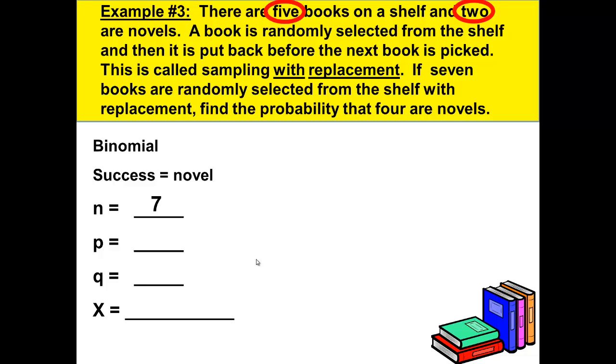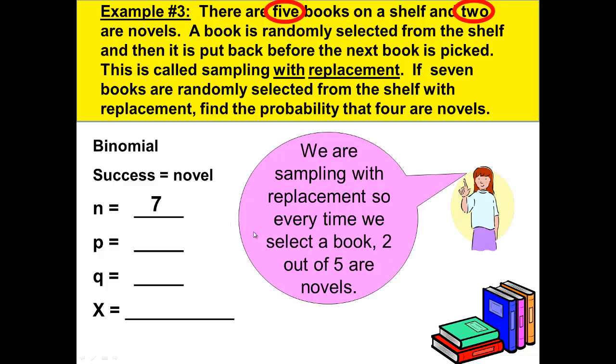the probability. There are 5 books on a shelf and 2 are novels. So we are sampling with replacement. So every time we select a book, 2 out of the 5 are novels. That tells us that the probability when we pick will remain the same, and each pick will be independent from each other pick and meets the last 2 requirements of a binomial.